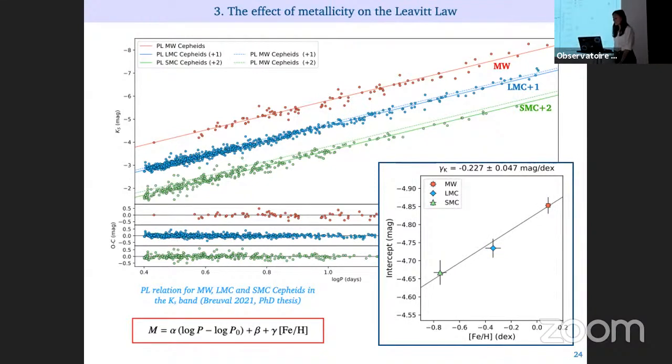Like on the intercept, there is the photometric systematic, because we use different systems. You know, there is not one survey for SMC, LMC, and Milky Way Cepheids. So I included a quite large systematic. I don't have the number in my mind, but I added this systematic quadratically to the uncertainties to take into account the different photometric systems. So that's already in the error bar, it's included here.